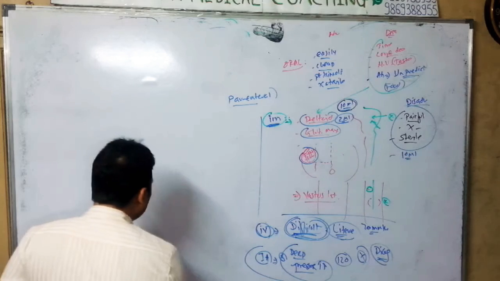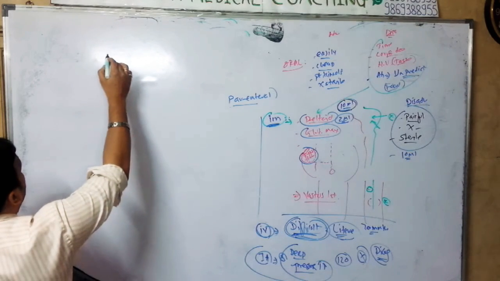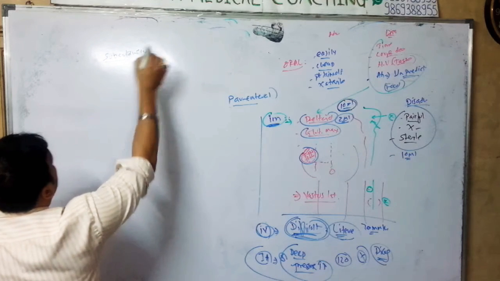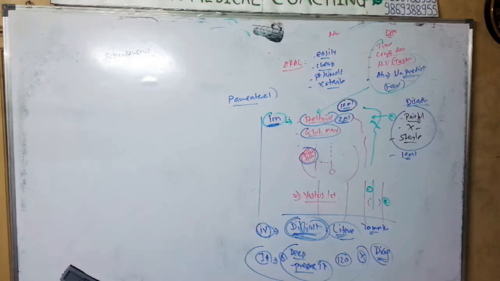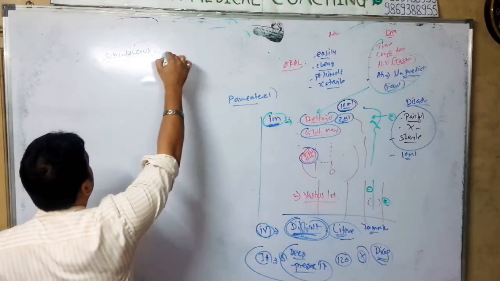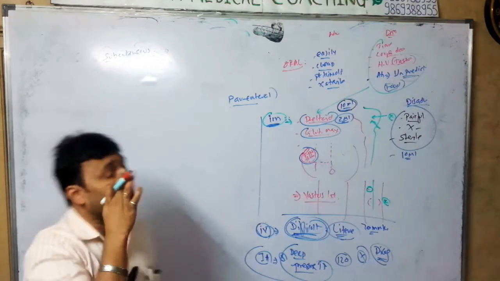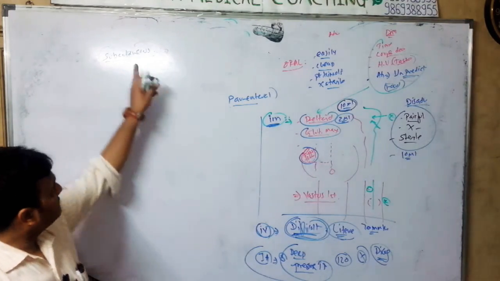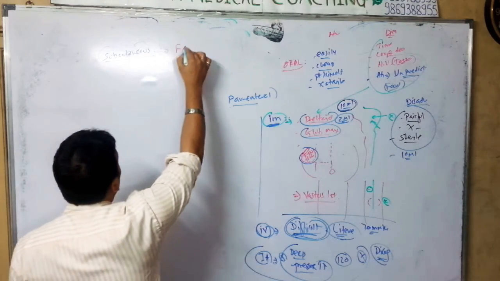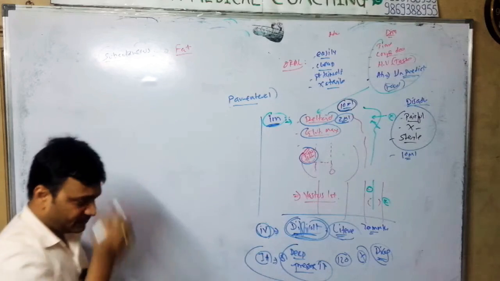Apart from that, just superficial to the muscle, we also have a layer called the subcutaneous layer. When will you give an injection into the subcutaneous layer? What do we have in the subcutaneous layer? Which layer is this? It's a fat layer, right? Subcutaneous tissue and fat layer.